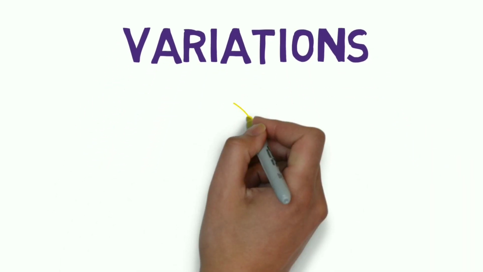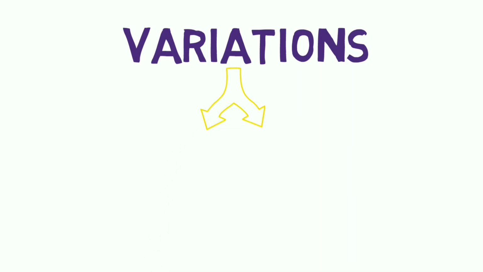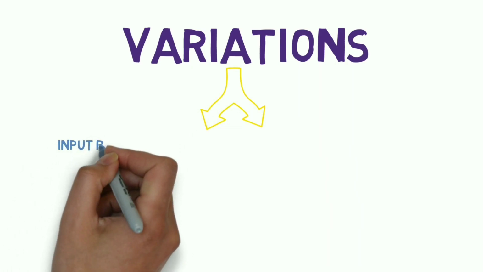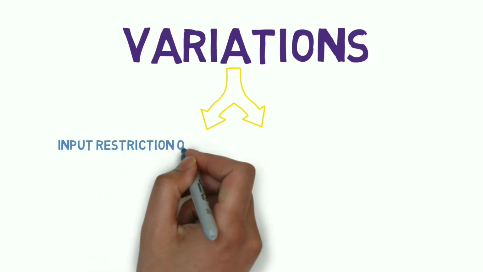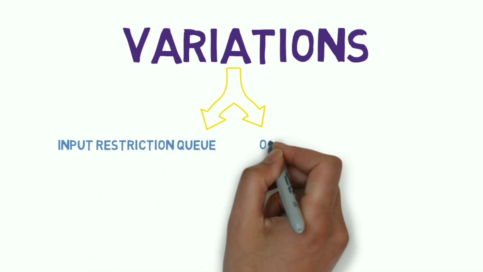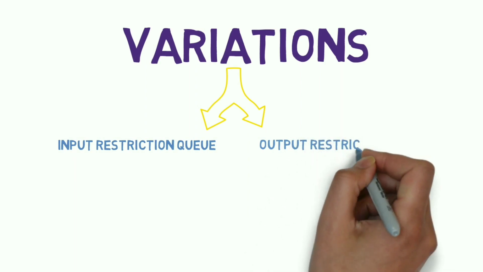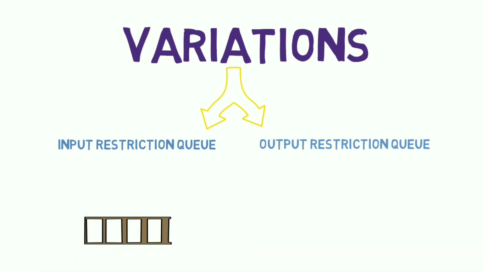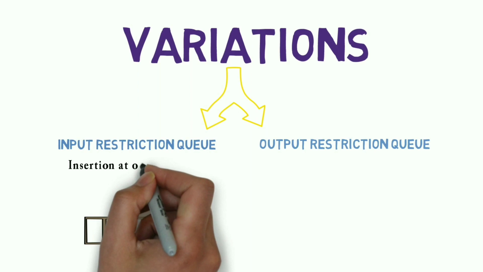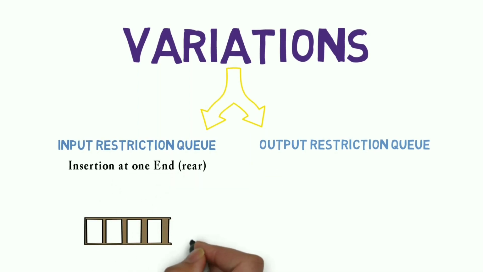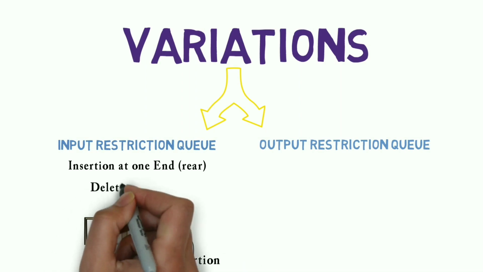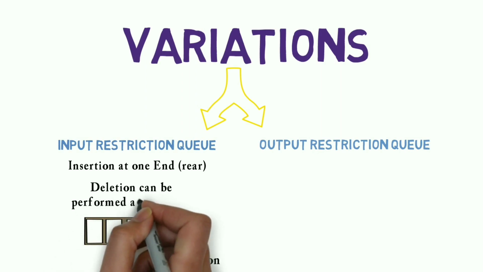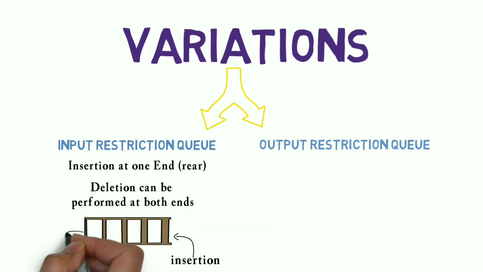There are two variations in DEQueue: input restricted queue and output restricted queue. As pronounced from the name, input is restricted. Insertion can be done at one end, that is the rear. And deletion can be performed at both ends.